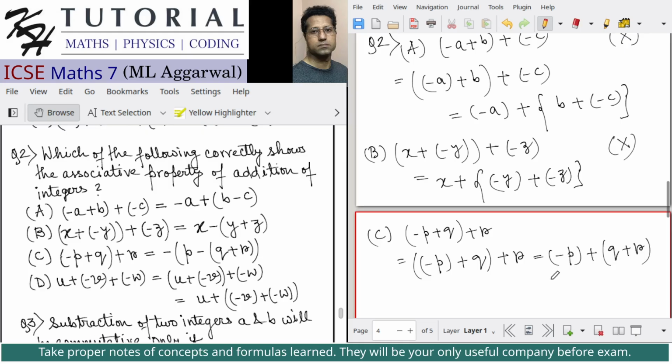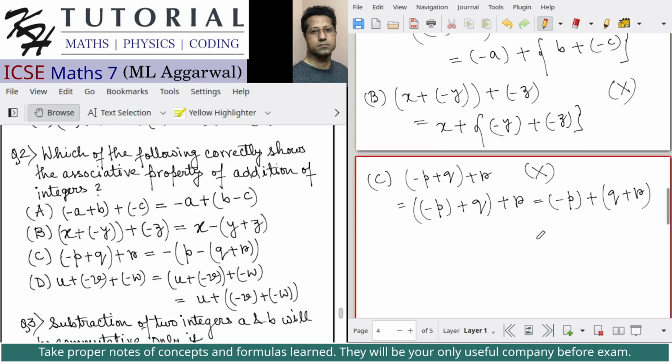But in C, you see it is a completely different thing. Even though the value will come out to be the same, it is incorrectly written. So choice C is also an incorrect demonstration of the associative property of addition. So obviously choice D has to be the correct answer, but anyway, let's check it.